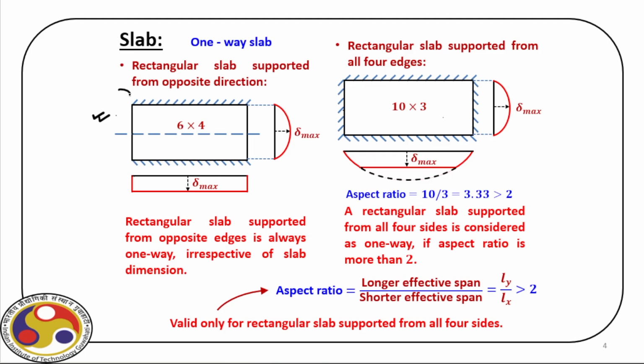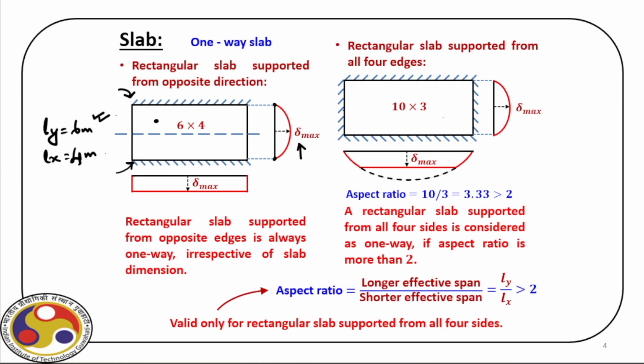Now for this problem, we have supports at the two edges along the longer direction. So we have Ly as 6 meter and Lx is 4 meter. Now, if we apply a loading which is perpendicular to the plane, then obviously we will have deformation as shown here, with the maximum deformation at the middle which is shown as delta max. Now, at the two extreme edges, the deflection is 0, so we will have no deflection there and maximum at the middle.